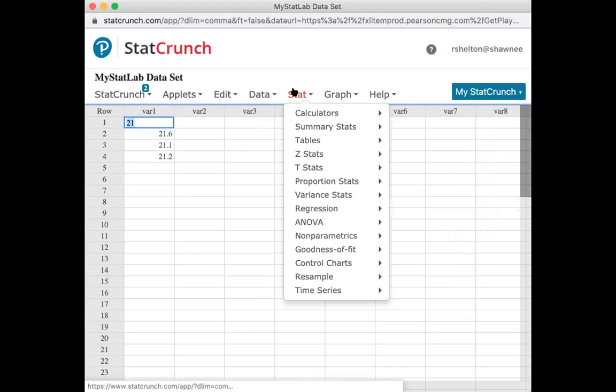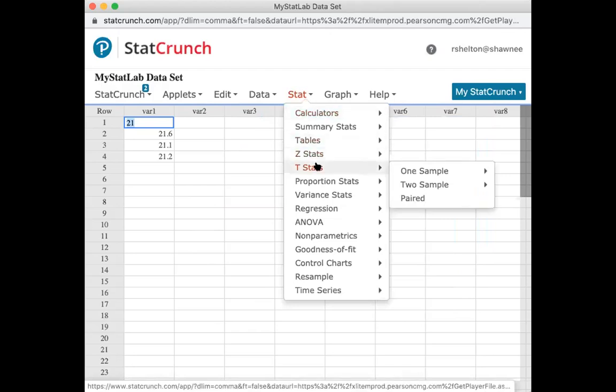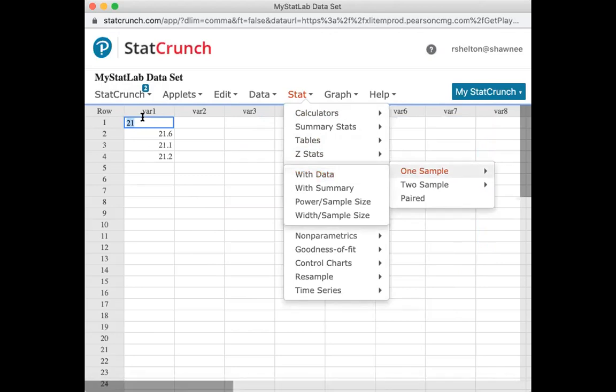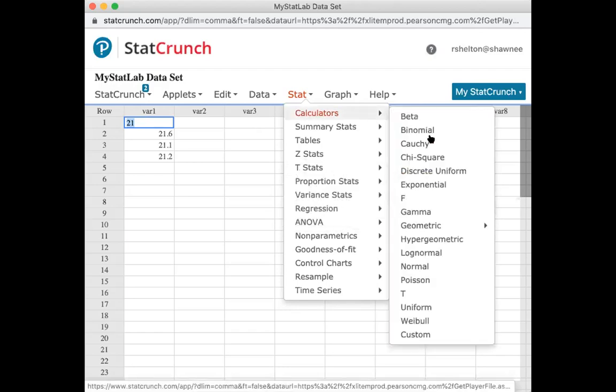Let's go Stat, T Stats. We could do a hypothesis test on this problem here, and it would give us the p-value. But we can also do it this other way. It's a one sample with data. Well, no, this has got the wrong data in it here. I'm just going to do T calculators to show you how you can get this p-value. It has nothing to do with the data over here on this left column. I'm just going into a calculator, and we'll give it our own data.